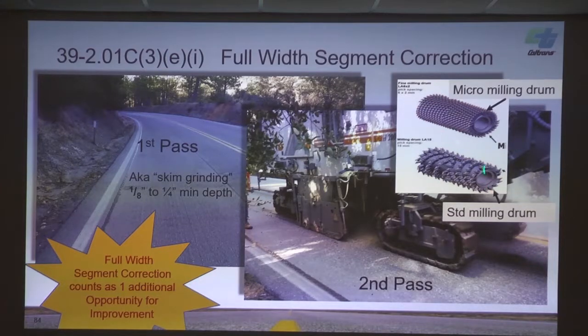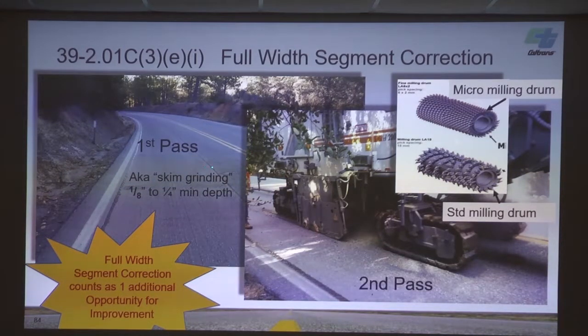Here's a picture of a micro mill drum. Here's a standard drum, just in case anybody wanted to know what the difference is. And we have the specs define what a micro mill drum is. So it's got to have teeth that are closely spaced. Right now, the spec doesn't have a minimum thickness, a minimum grinding depth. The intent is to kiss the surface with this micro mill over the full tenth mile segment. We're trying to just make the whole thing consistent.